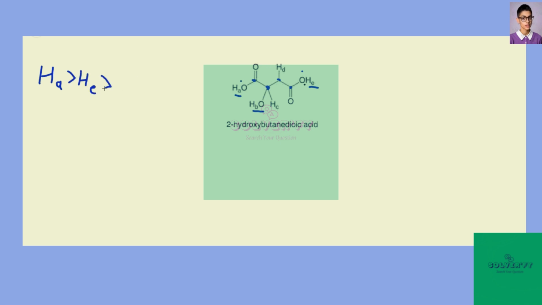Now, what about the next most acidic? Well, we have HB, C, and D. HB is from an alcohol, HC and D are from carbon. So obviously we can say that if we deprotonate HB, we'll have a negative charge on oxygen, which is electronegative. However, if we deprotonate HC and D, we'll have a negative charge on carbon, which is not electronegative. Therefore, deprotonating HB is more favorable than deprotonating HC and D, which gives us HB next.